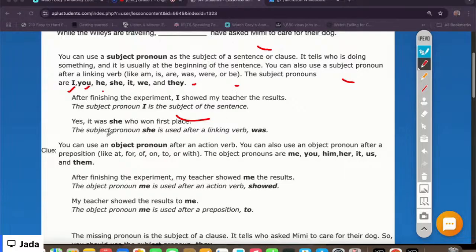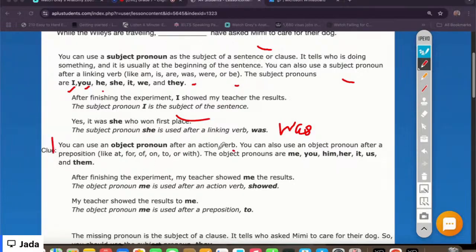And then, yes, it was she who won first place. Now the subject pronoun she is used after a linking verb, was. Okay? So you can see that sometimes it can be used after a linking verb. And then it can be used as the subject of the sentence or the clause, and then it tells us what is happening in the sentence.